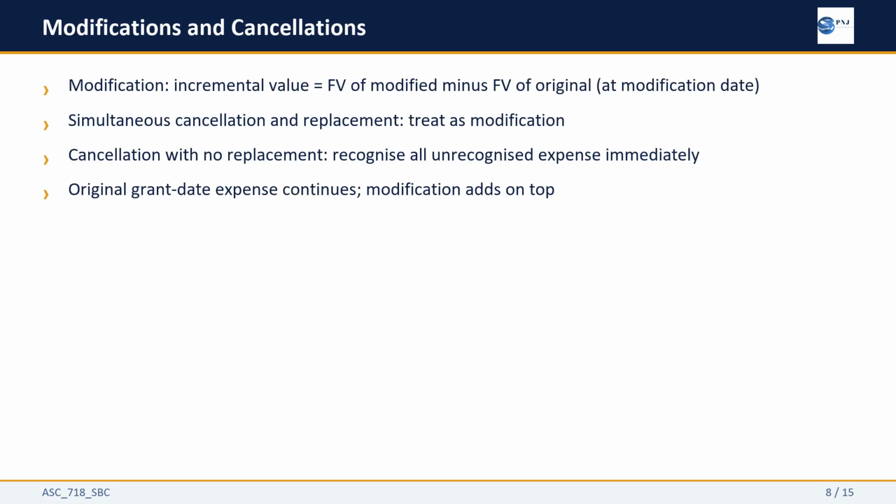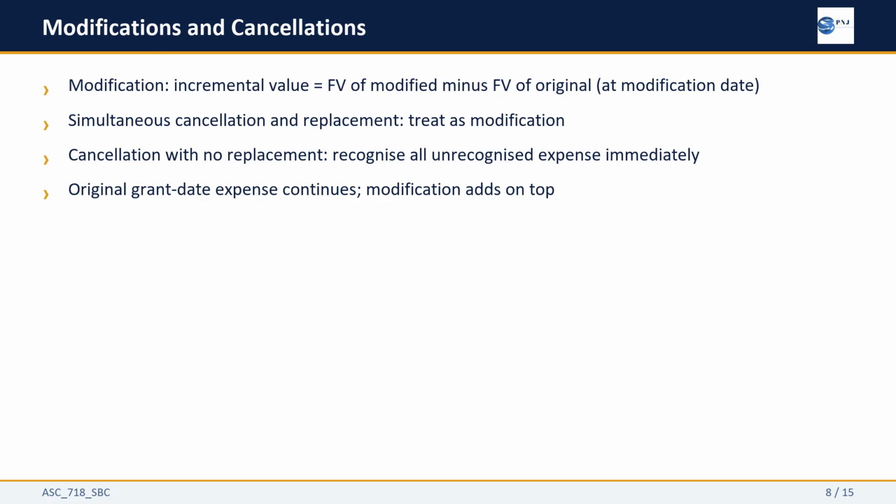A modification is any change to an existing award's terms. The incremental value model measures the additional cost: fair value of the modified award minus fair value of the original award, both measured on the modification date. This incremental amount is recognized over the shorter of the remaining or new vesting period. The original expense continues. If an award is canceled and immediately replaced, treat it as a modification.